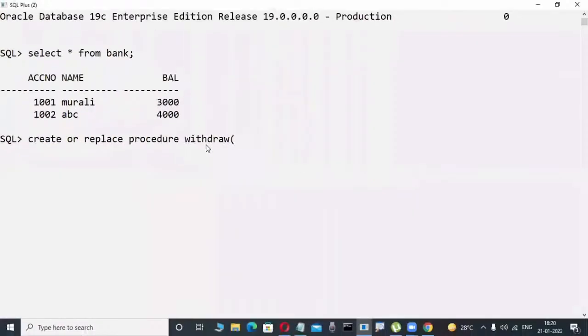Now here, create or replace procedure withdraw. Suppose I'm passing the account number. Okay, fine, account number I'm passing. Again, the amount also I'm passing, because I try to withdraw, like with an ATM card. And here I'm passing the amount. Okay, now some coding is there.